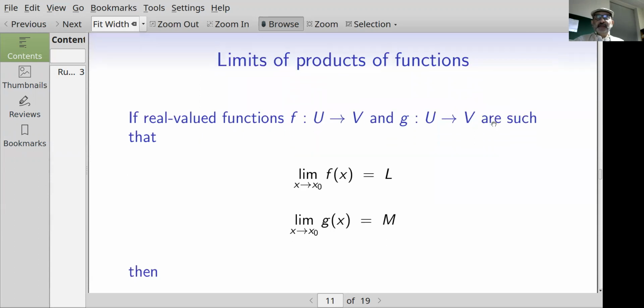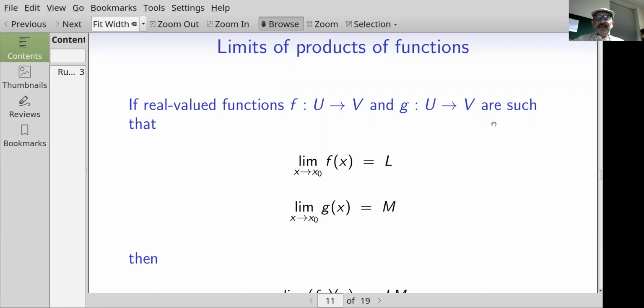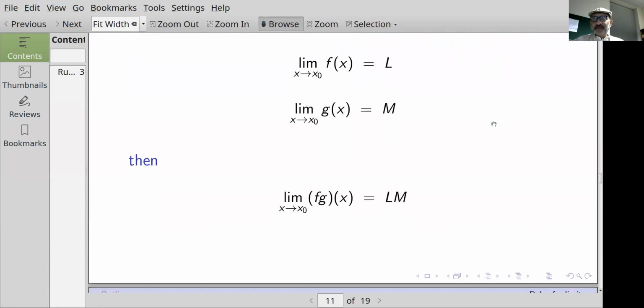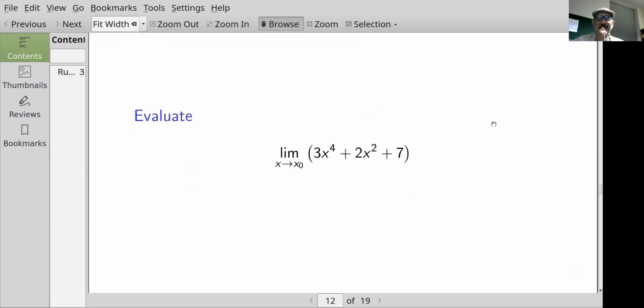Okay. The limits of the product of functions: supposing that f has a limit L at x naught and g has a limit m at x naught, then the limit of f times g at x naught is equal to L times m. So the limit of a product of functions is the product of the individual limits, provided that the individual limits exist. Okay, so let's look at this one.